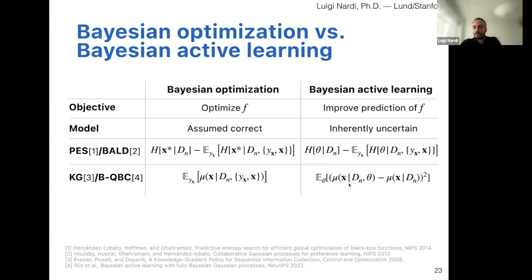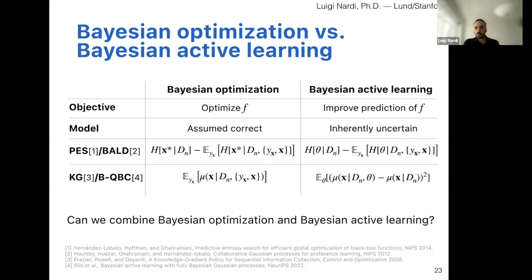BQBC, a state-of-the-art BAL method, can potentially be used in the context of Bayesian optimization. So the natural question we ask here is, can we combine Bayesian optimization with Bayesian active learning in a way that the optimization process can benefit in terms of statistical efficiency?